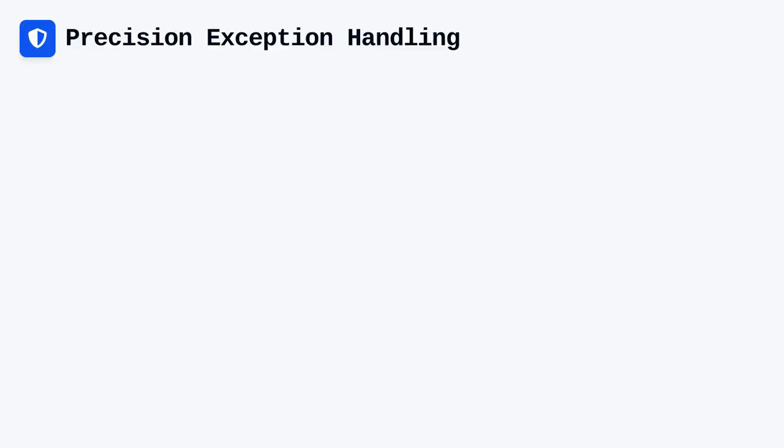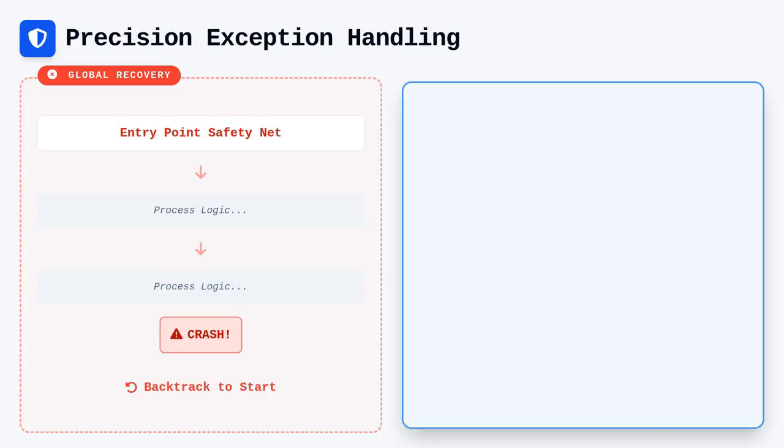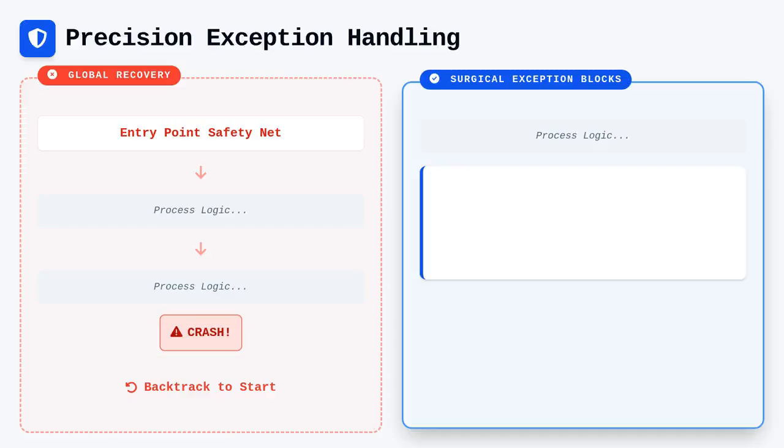When we discuss exception handling, there is often a temptation to rely on a single, global recovery mechanism located at the entry point of a process. While this provides a safety net, it lacks the precision required for robust, enterprise-grade automation. Instead, we use blocks to create specific, surgical zones of control around risky operations.